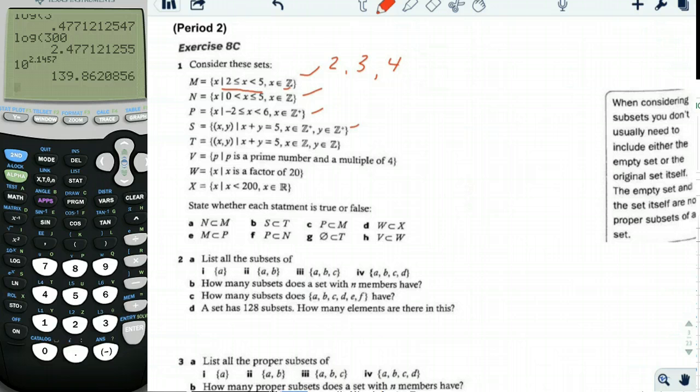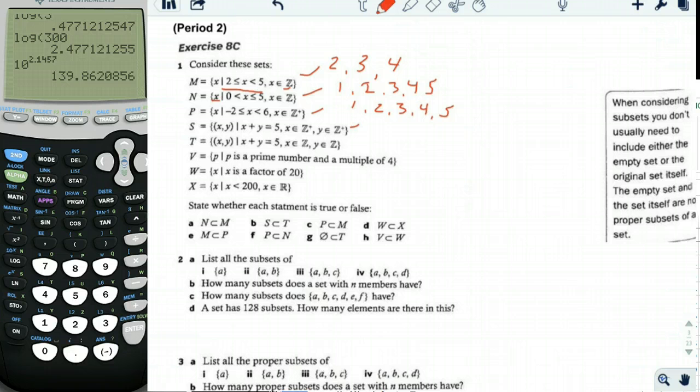4. Here, x is an integer between 0 and 5, not including 0, so that'd be 1, 2, 3, 4, 5. P would be a positive integer between negative 2 and 6, not including 6, so that would be not negative 2, not negative 1, because it's a positive integer, not 0, because it's a positive integer. 1, 2, 3, 4, 5.